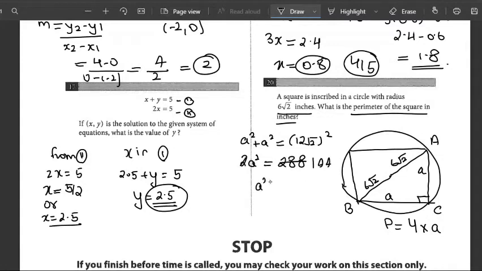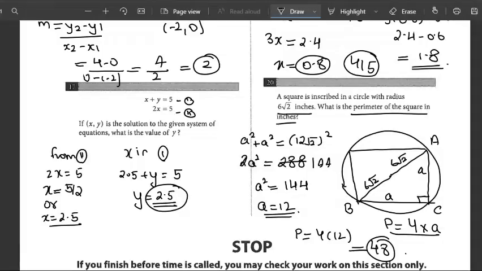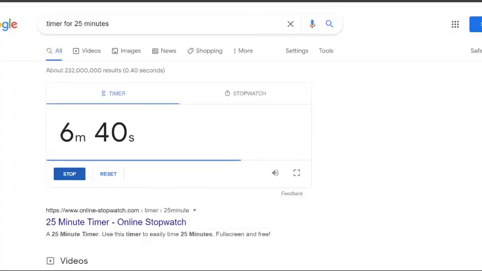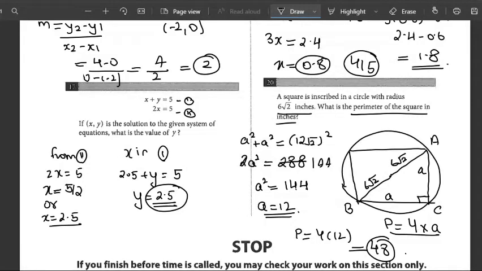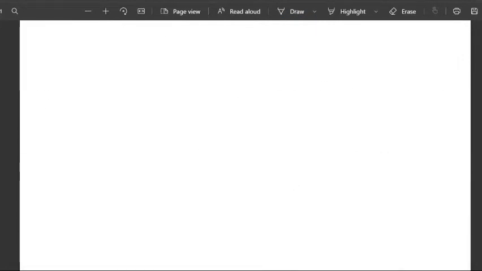So A square is equal to 144, so A is equal to 12. And they have asked for the perimeter of the square. So as given over here, perimeter is 4 into 12, which is equal to 48. So let's check the time. We have about 6 minutes left. Okay, so I think we can quickly check all the answers once.